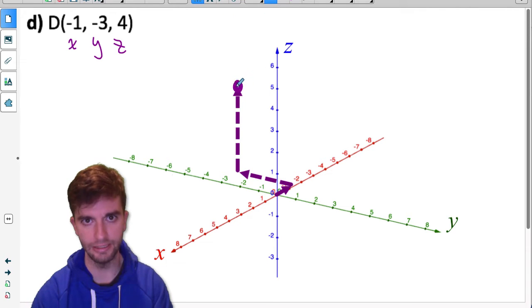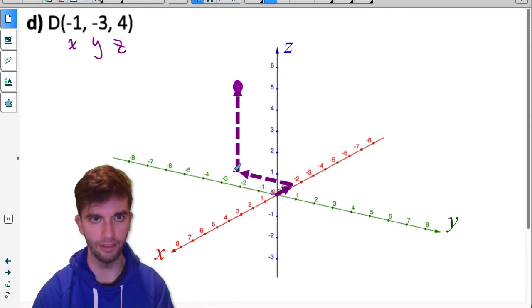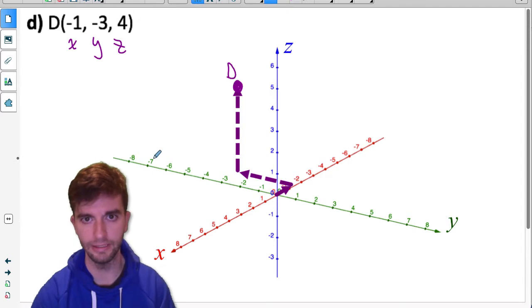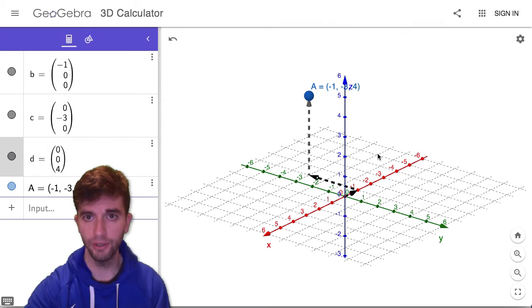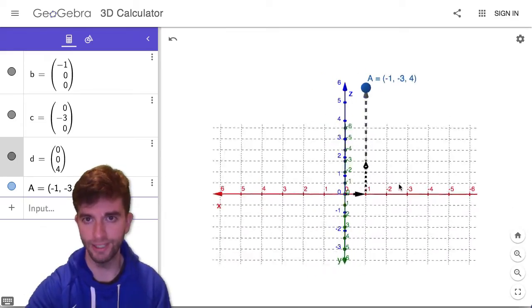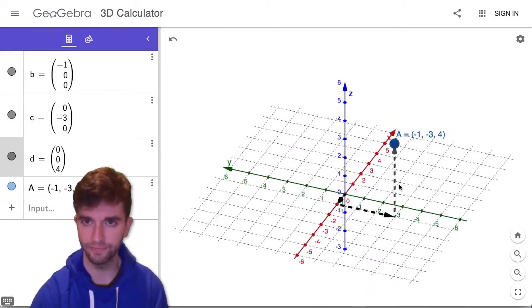So here's point D. X component of -1, y component of -3, z component of 4. And there's the point D. Let's visualize that one in GeoGebra as well. And here we go. Here's that point, -1, -3, 4. And I'll rotate it so you can see it in 3 dimensions.